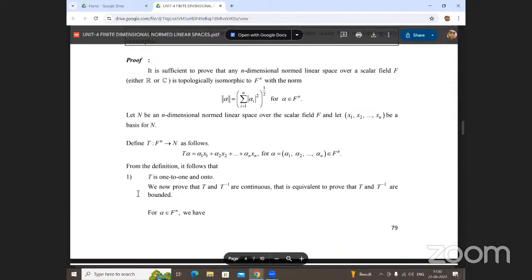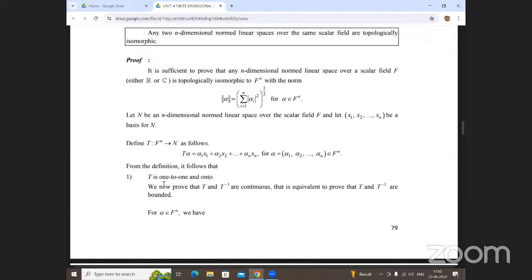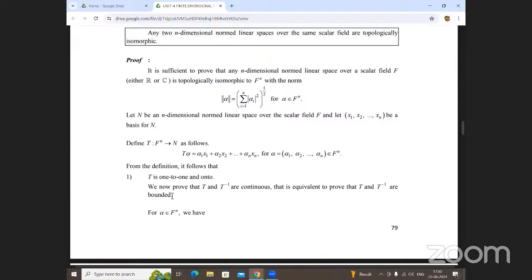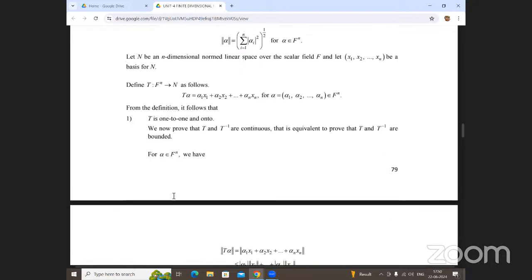By definition it follows that, first of all, the transformation is well defined, second it is 1 to 1, and the third is onto. T is 1 to 1 and onto, meaning a topological isomorphism, where T and T inverse are both continuous. That is equivalent to T and T inverse both being bounded.